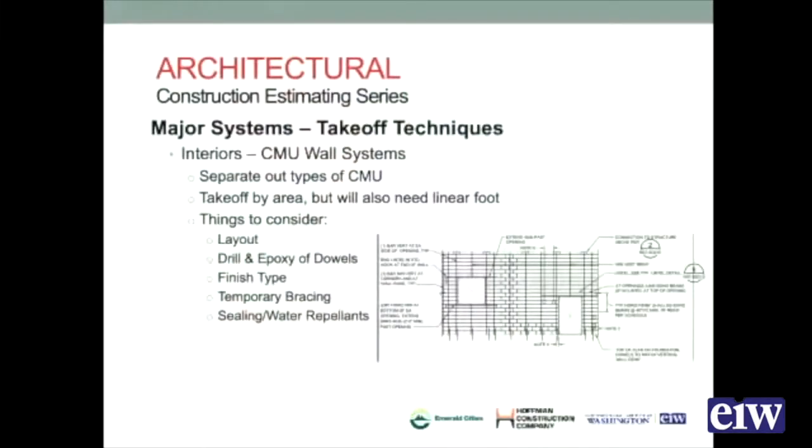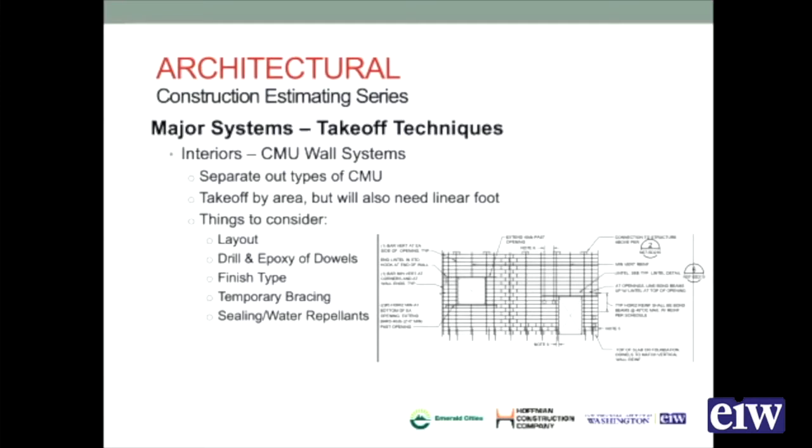Sure. So now we've enclosed the building. Now let's go inside and start looking at the different types of interior systems that we'll see in the architectural world. First, we're going to talk about concrete masonry units, CMU walls. We touched on this a little bit last week, as they can oftentimes be a structural system as well. But you take CMU walls off the same way, whether they're structural or just architectural.